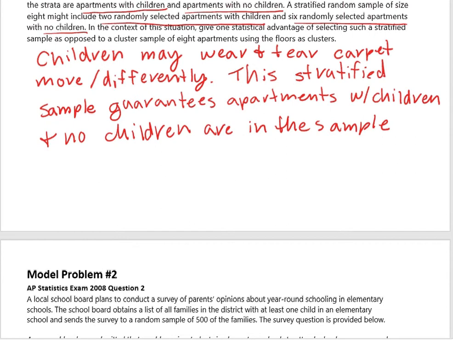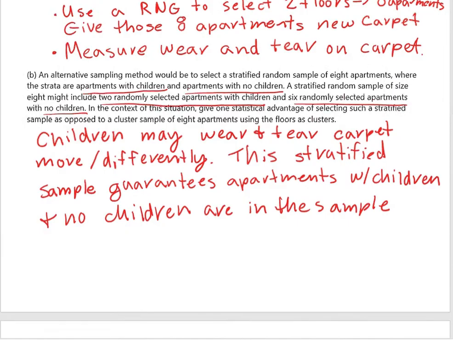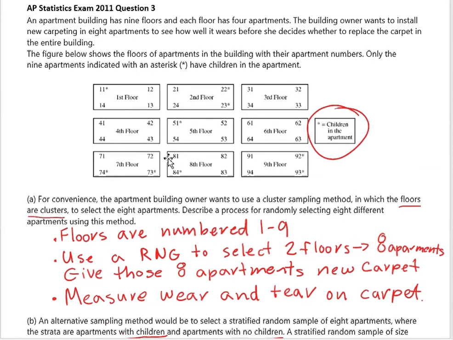So in the context of this situation, give one statistical advantage of selecting such a stratified sample as opposed to a cluster sample. The problem with the cluster sample here, if we look back at it, is that there are 1, 2, 3 floors without any children. So you could potentially run a sample where you don't get any kids and you don't get to see whether kids have more wear and tear on the carpet, which could impact your ability to draw conclusions.